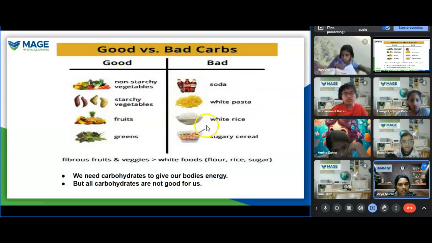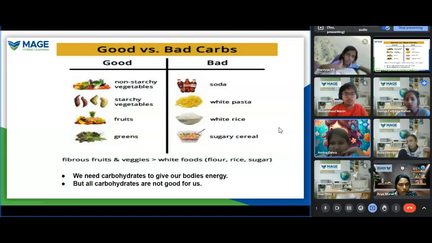Soda, white pasta, white rice. Actually, it is always said that it is better to take brown colored rice. How many of you take brown rice, matta? How many of you take this white rice?